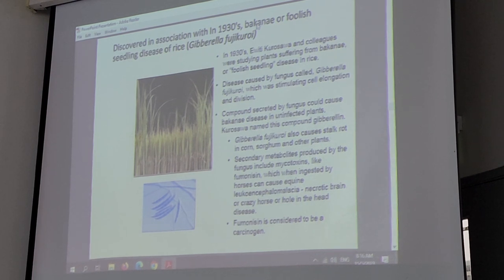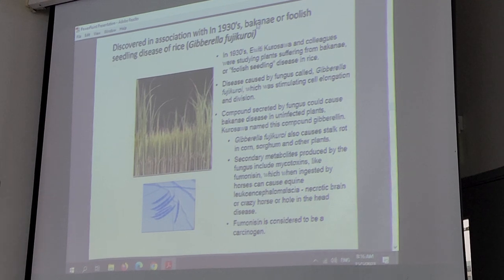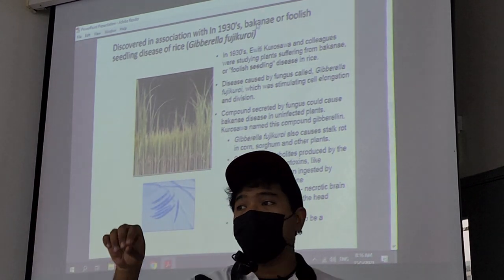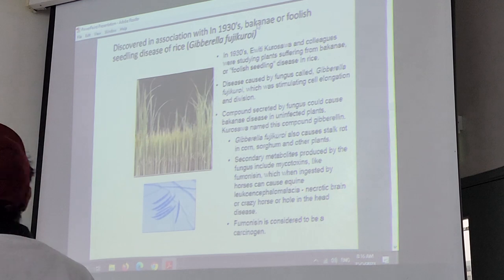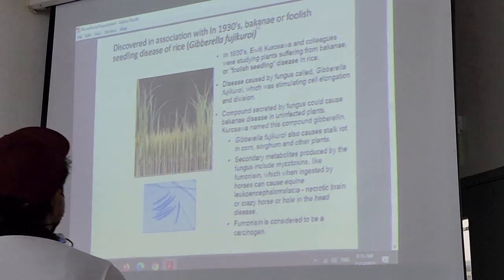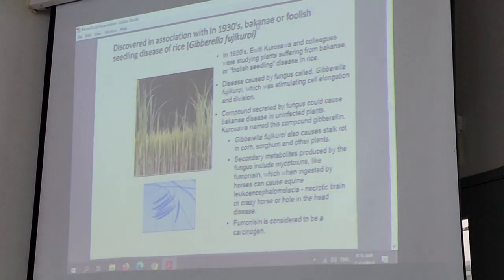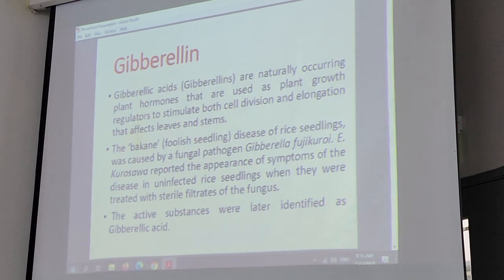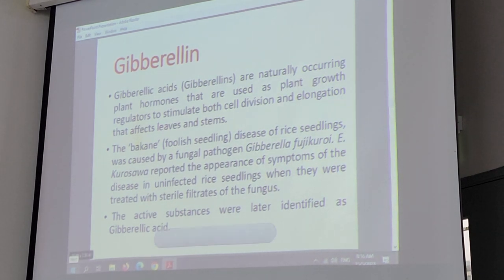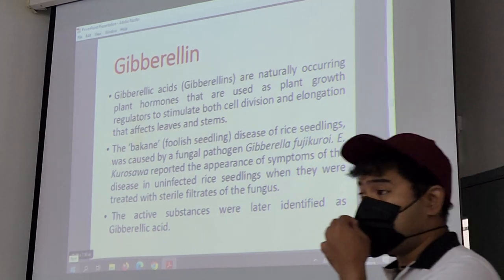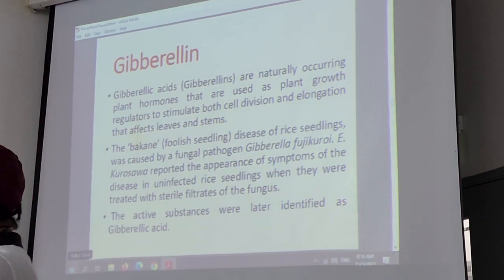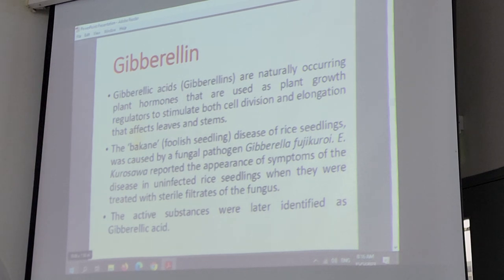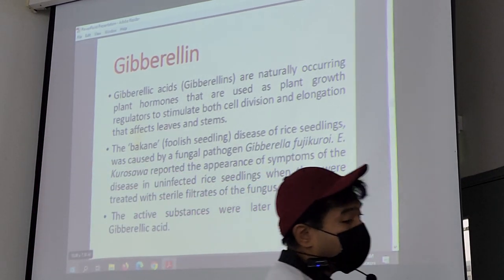Okay, and Kurosawa named this phenomenon bakane. Is it mentioned here or on the slide before? Bakane, which means foolish seedlings. Why do you need to grow so fast? Now you are falling over because you're just not strong enough to support your own body weight.